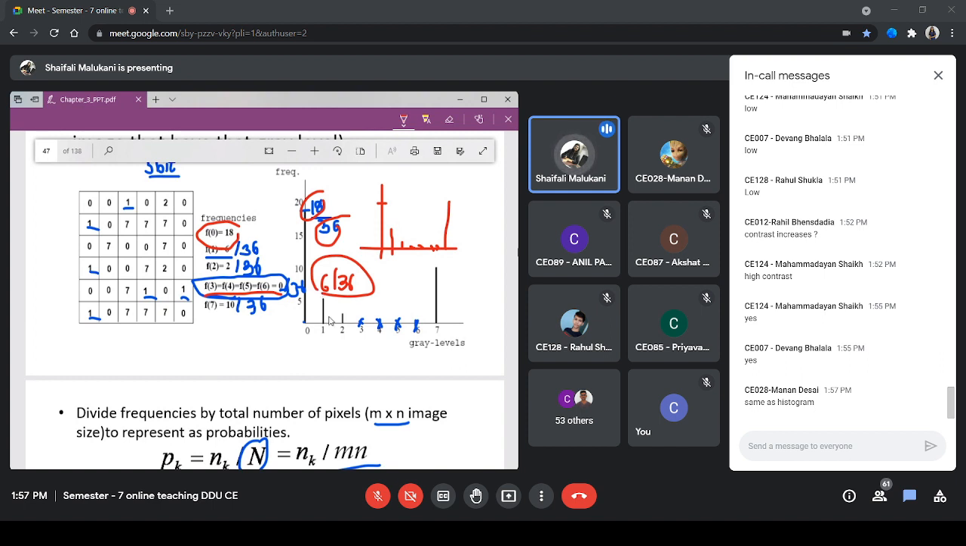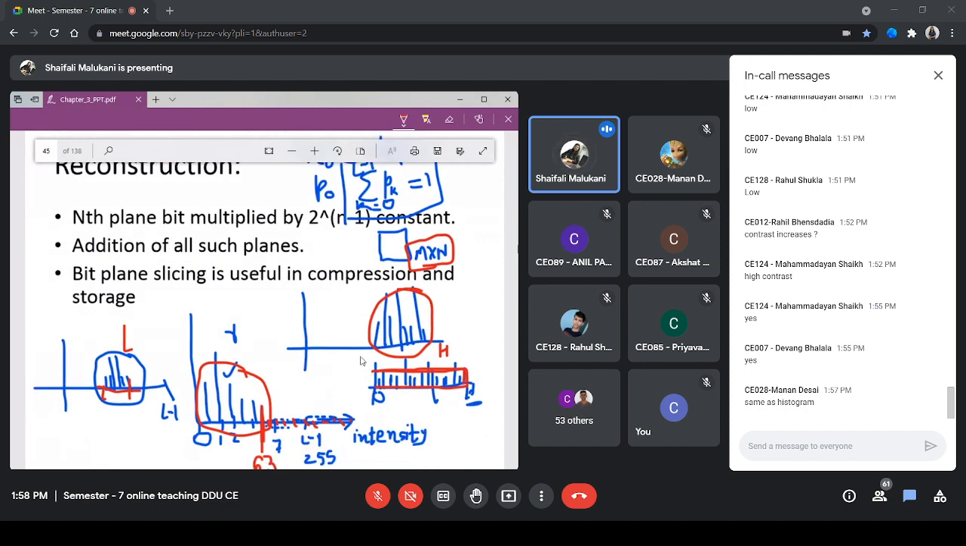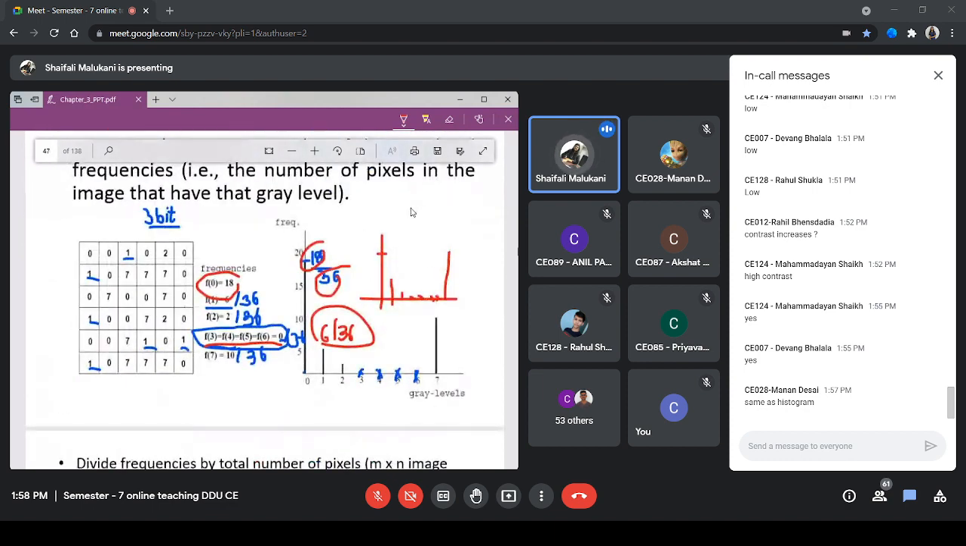So PDF is also known as normalized histogram. It is normalized by M n. What is M n? It is a constant for a given image. M cross n, the dimension or resolution of your image, is going to be constant for the given image. So the shape of the PDF will remain the same as your histogram just because it is divided by a constant value.